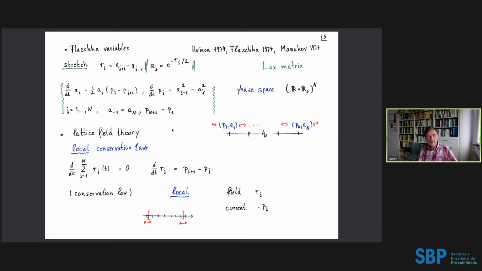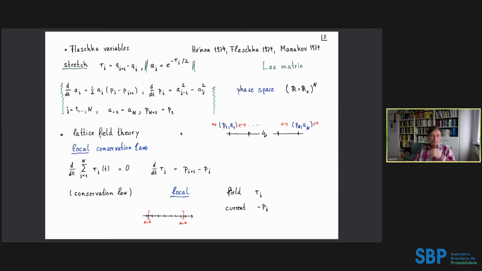Okay, and so here is the lattice picture now. I have periodic boundary conditions. Now it's the usual periodic boundary conditions, and so you have a lattice, and then you have interaction between neighboring lattice points. So it's a lattice field theory, if you want.